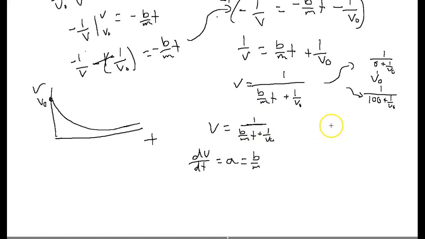So b over m t plus 1 over v naught, to the power of negative 1. We multiply the negative in front, and then that becomes a negative 2 power. And so then it's negative b over m times 1 over b over m t plus 1 over v naught, and this whole thing is squared. Okay, and that's our equation for acceleration. It's a little bit uglier, but that is our acceleration.